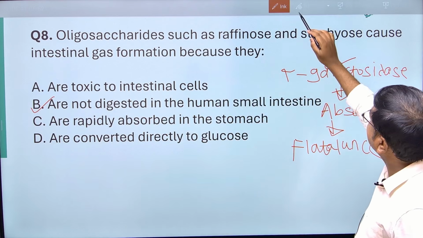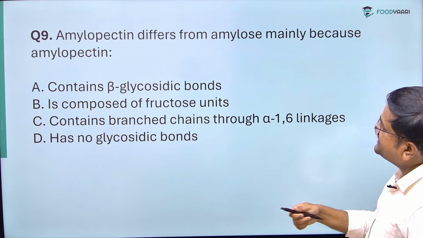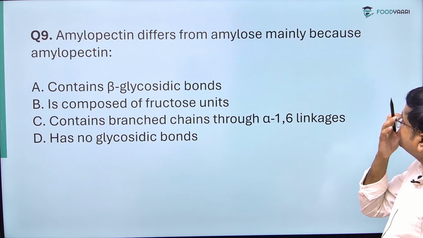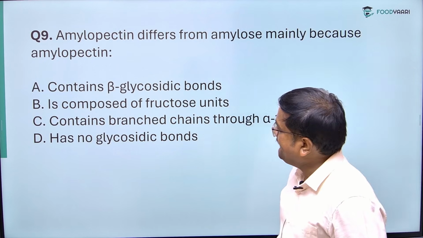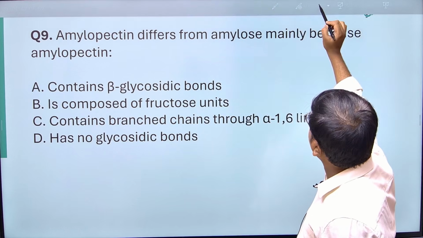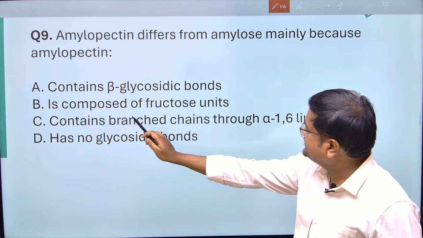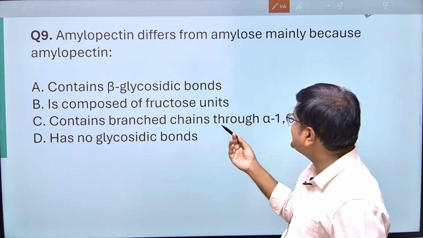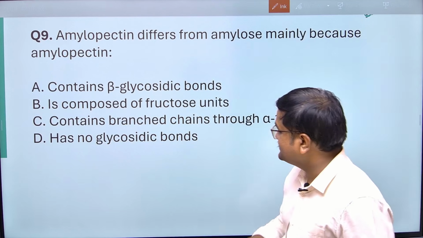Okay, the next question, that is question 9. Amylopectin differs from amylose mainly because amylopectin: option A, contains beta glycosidic bonds; option B, contains fructose; option C, contains branched chains through alpha 1,6 linkages; or option D, has no glycosidic bond.